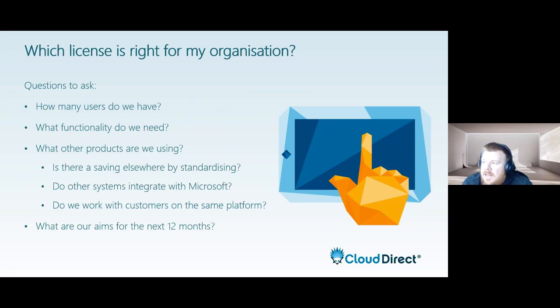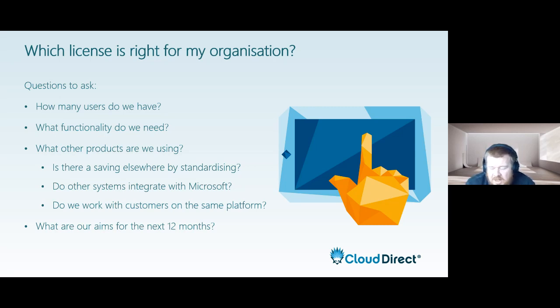So firstly, how many users do we have? That's a very simple question which can lead us between committing to a business SKU or an enterprise SKU. Business SKUs are limited at 300 users. If we've got more users than that in the organization, then we can very quickly know that we're going to be an enterprise. If we think that we're going to be going above that during the course of the year, then potentially there's an argument there to move to enterprise early and cater for that growth. But obviously that's a decision that needs to be made internally.